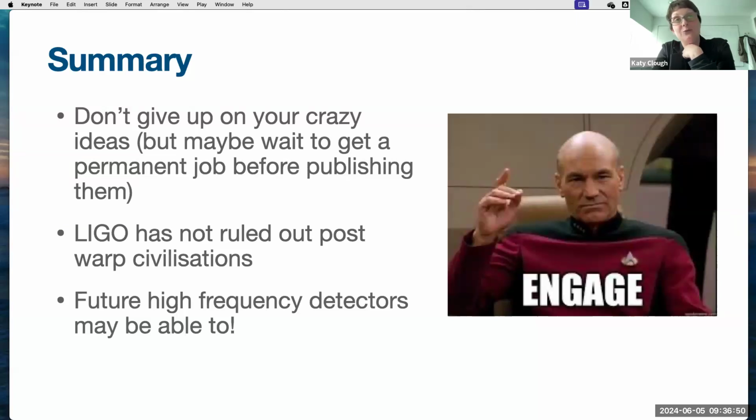So LIGO has not ruled out post-warp civilizations yet, although you can argue about it. But future high-frequency detectors maybe will be able to, which is perhaps a motive. There are groups looking to build higher frequency detectors, I know, for things like primordial black holes and cosmological signatures. And they can now argue that they would also be able to rule out or confirm the existence of alien warp drives. So that's quite nice.